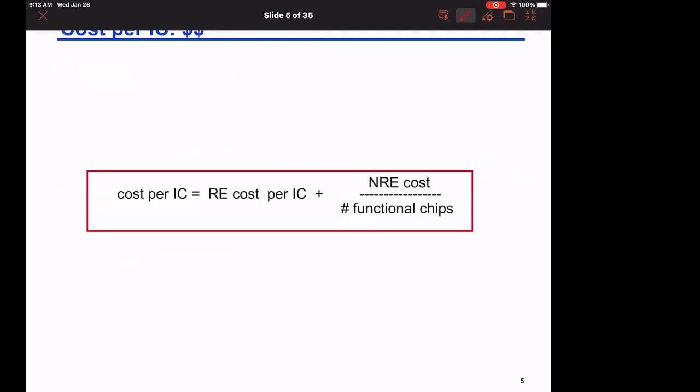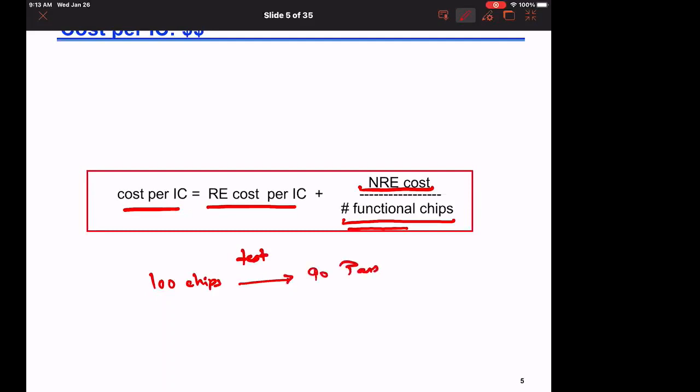So therefore, if we want to amortize the cost per chip, it is the recurring engineering cost plus the non-recurring engineering cost over the number of functional chips. Now we started talking about yield. What does the number of functional chips mean? This means that if I fabricated 100 chips, and they all underwent testing, I get 90 that pass and 10 that fail. This means that the number of functional chips is 90.